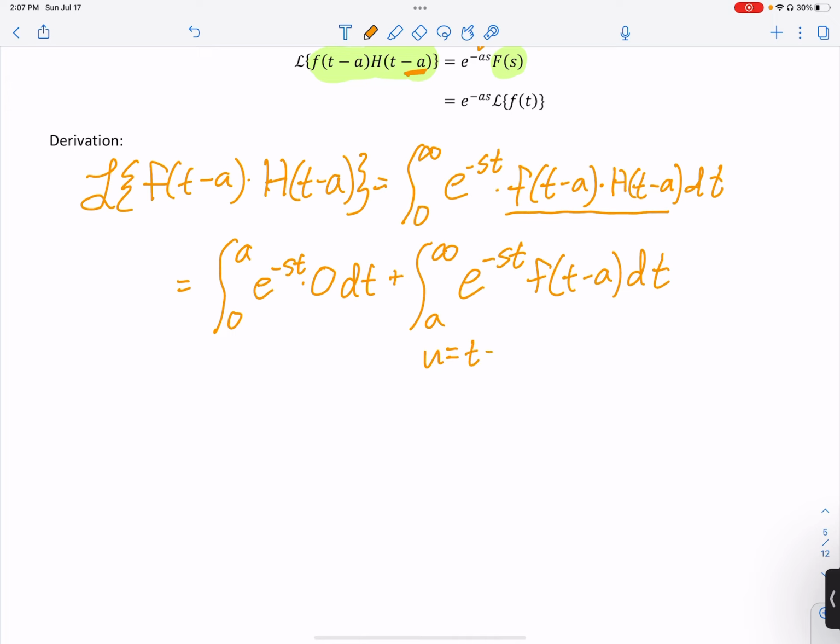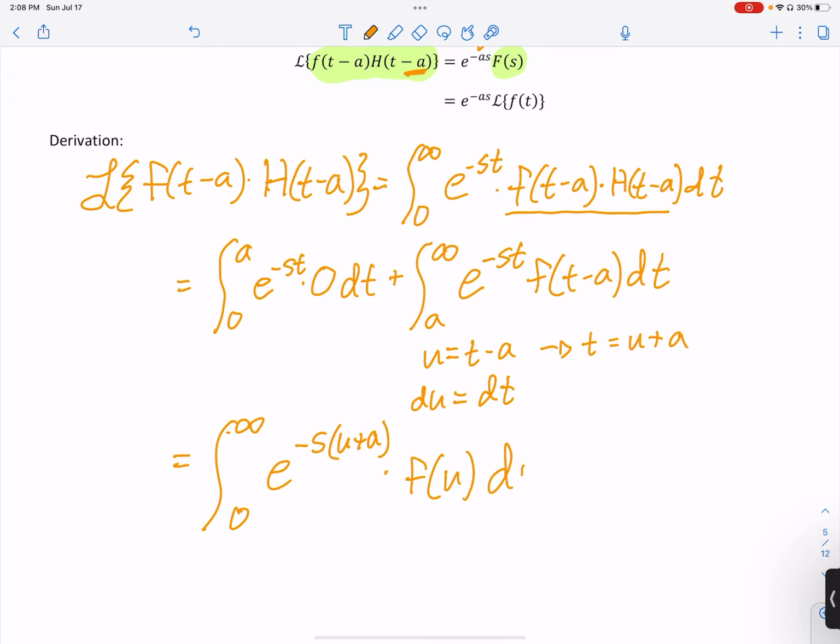Let's let u equal t minus a. This also gives us t. t is u plus a. We also have du. du is dt. Nice and easy. All right. So replacing our u's, right? If I'm plugging in a into my u, a minus a is 0. Infinity minus a is still just going to be infinity. And then I get e to the negative, and we're going to replace t. t is u plus a, times the function becomes f of u du.